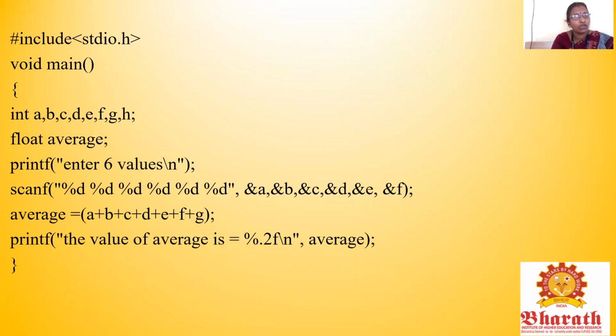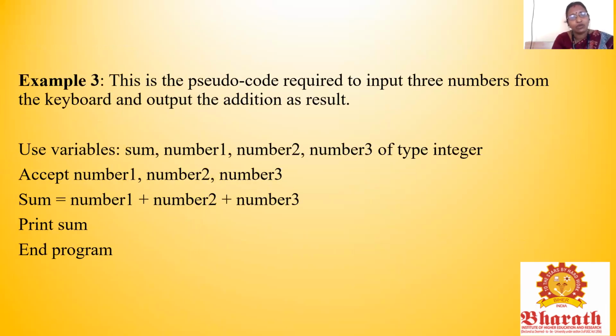So how do we write the program as soon as we have constructed this? What we do now is write the program: A, B, C, D, E, F are integer variables, average is a float variable, and we get all 6 values from the keyboard. Average is the total value divided by 6. Then print the average. So this is the very simple program written with the help of the logic we constructed.